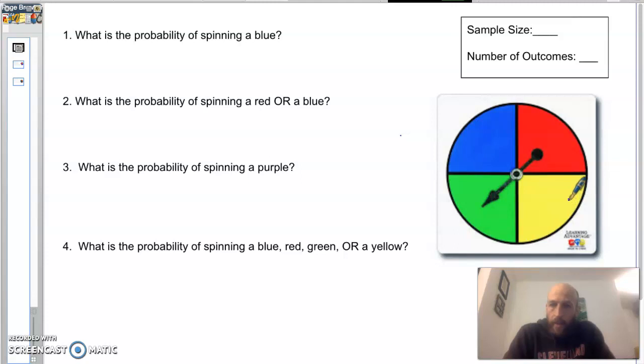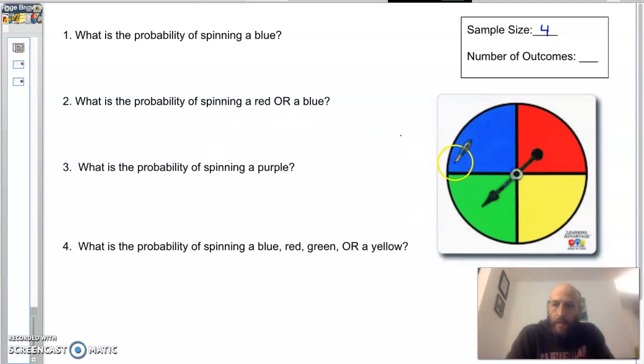And so when I'm looking at this spinner, I see that there are 1, 2, 3, 4 possible outcomes. So I know there are 4 for the sample size. And the number of outcomes is going to change depending on the question. So let's look at question number 1. It says, what is the probability of spinning a blue?